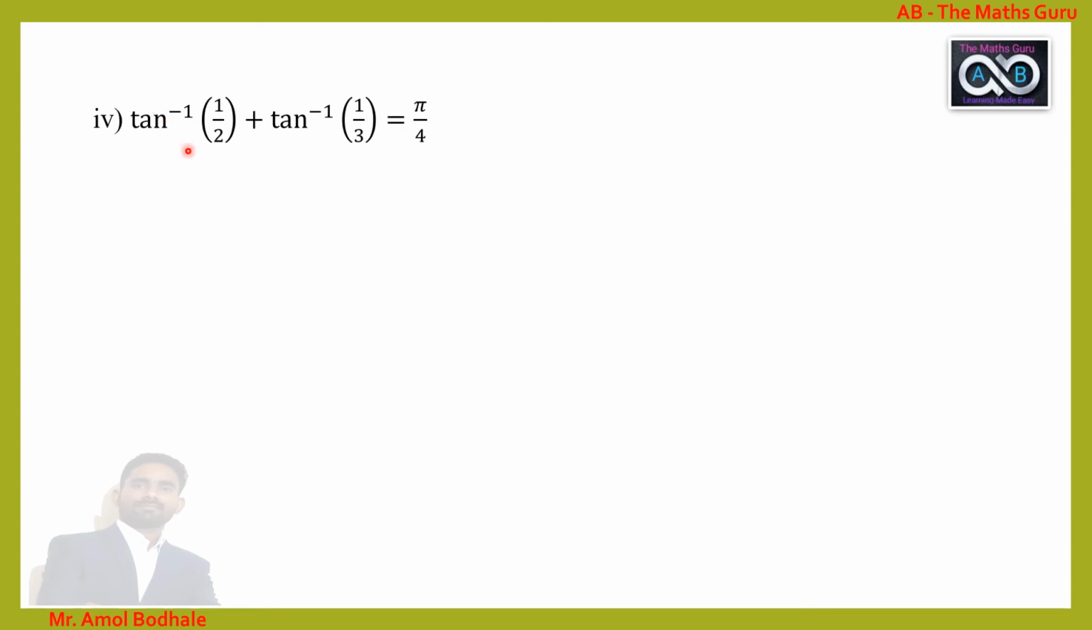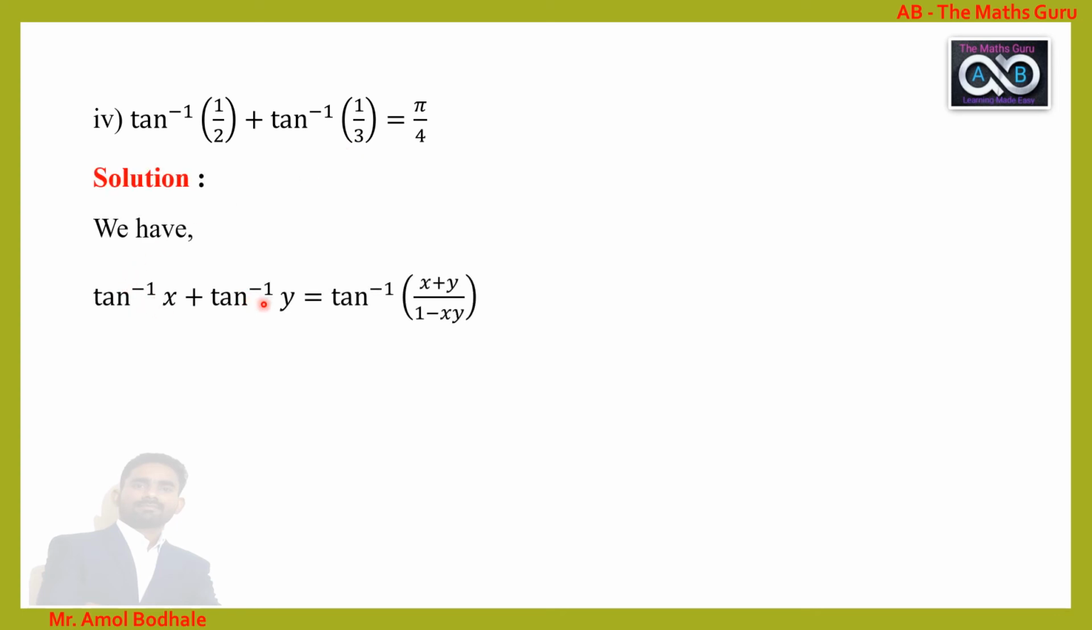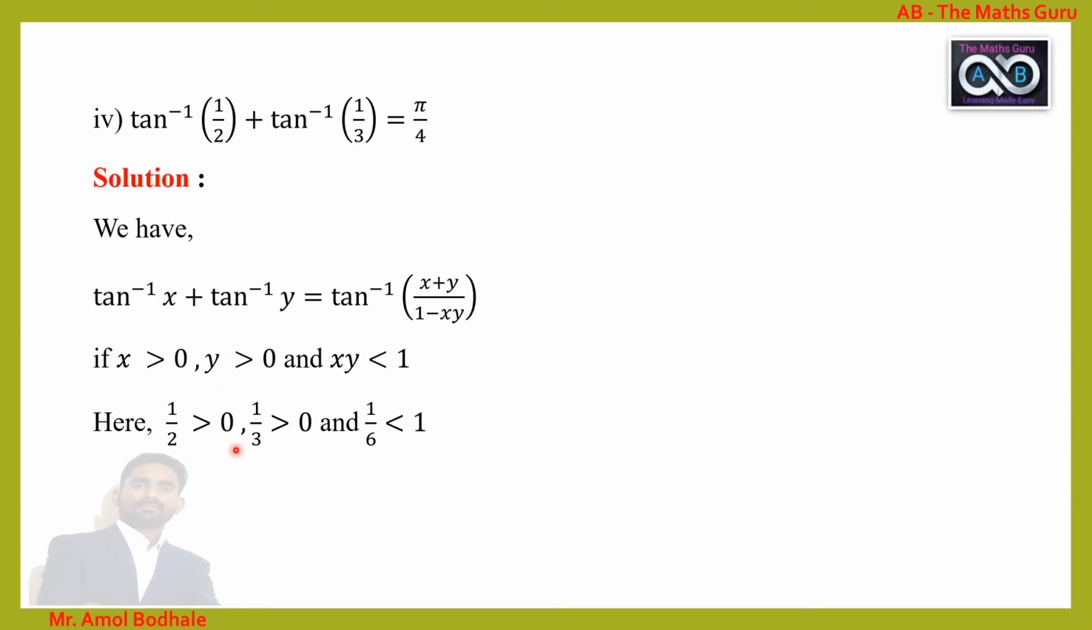Let's see the fourth one. Tan inverse of 1 by 2 plus tan inverse of 1 by 3 equal to pi by 4. Here the first term is tan inverse of some number, and the second term is also tan inverse of some number. So here we can use the property that tan inverse of x plus tan inverse of y equals tan inverse of x plus y upon 1 minus xy, but there is a condition. Here x must be positive, y must be positive, and the product x into y is less than 1. Here x is 1 by 2 and y is 1 by 3, which are both positive, and their product 1 by 2 into 1 by 3 is 1 by 6, which is less than 1. So obviously we can use this property.